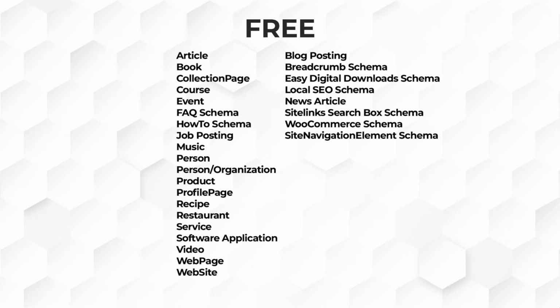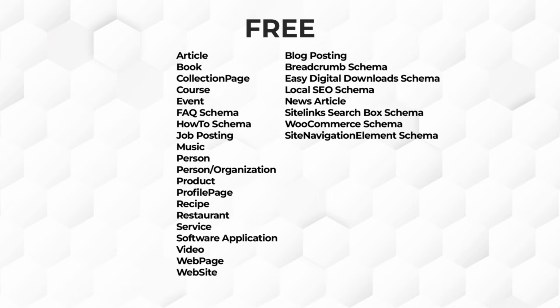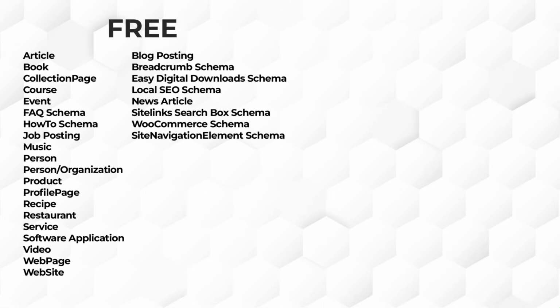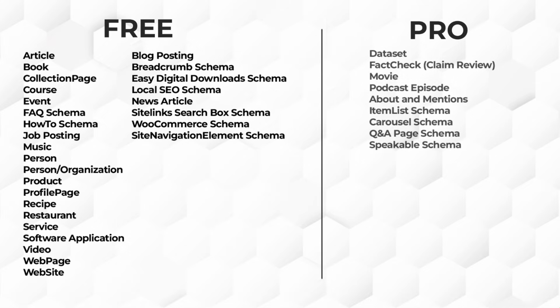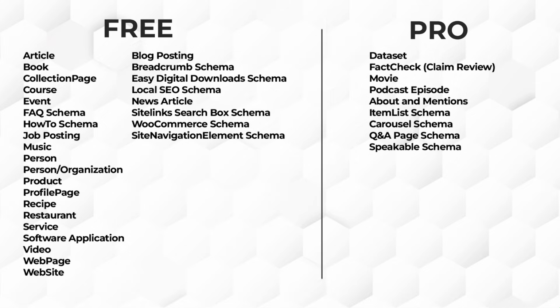To put everything into perspective, these are the schema markups that the free version offers, and the Pro version offers everything that the free version has, and on top of them, these are the additional schema markups available to the Pro users. So these are the differences between the free and the Pro version in terms of the schema type. There is more.